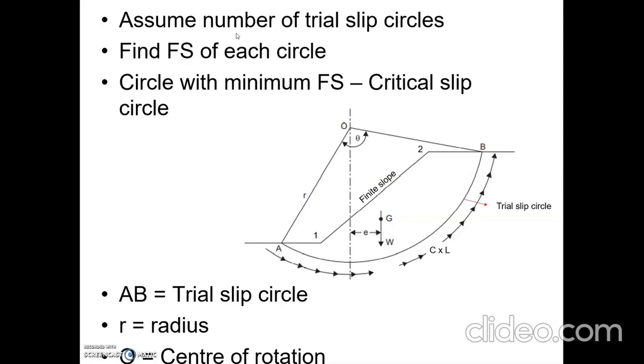So as it was already mentioned in the previous slide, we will assume the trial slip circle, that is AB. Then we will find the factor of safety of this assumed circle. And if the circle has got minimum factor of safety, then it is referred to as critical slip circle. That means there will be a failure along this surface. So AB is the trial slip circle, R is the radius, O is the center of rotation.